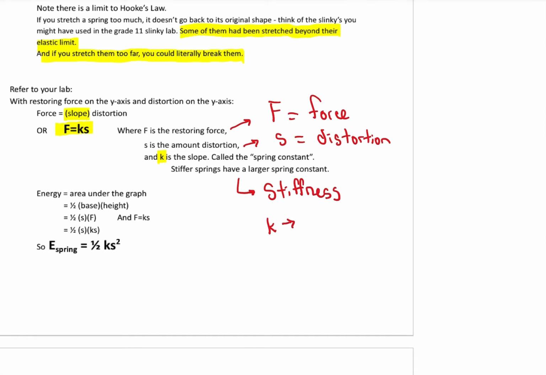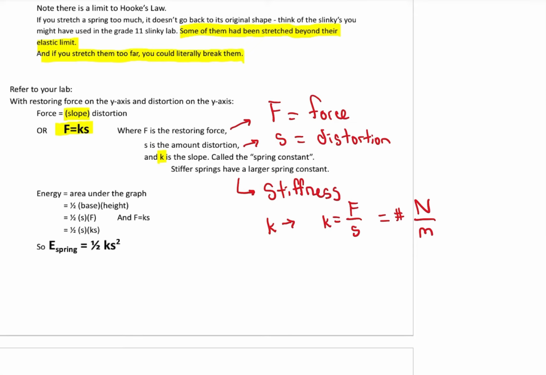If we rearrange it all by itself, k is F divided by s. So it's got the units of newtons divided by the units of s, which is a distance, which is going to be in meters. So k, the spring constant, is going to be a number, and it's in newtons per meter. That's part of Hooke's law.